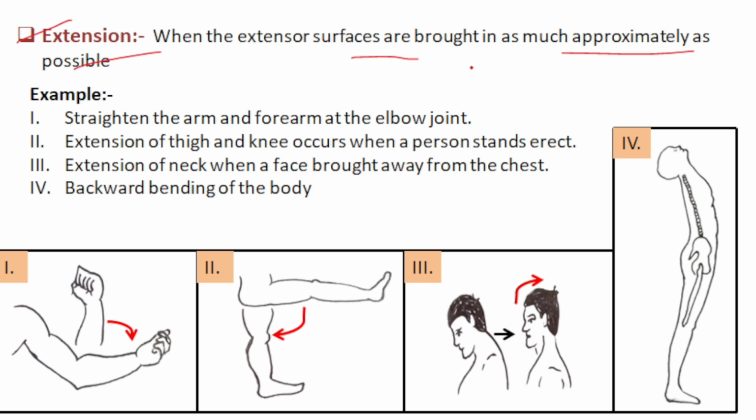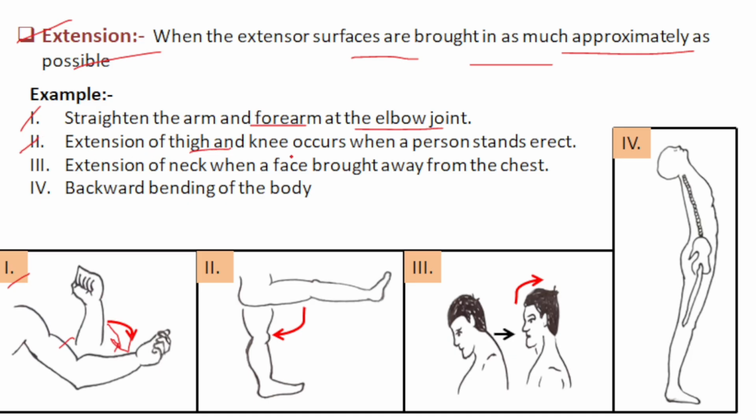So when the extensor surfaces are brought in as much as possible, or if I use the definition of extension, the opposite movement of flexion is called the extension. So the example of the extension is straightening the arm and the forearm at the elbow joint. You see in the first picture when the front of the arm and forearm are away from the body at the elbow joint, and this movement is called the extension.